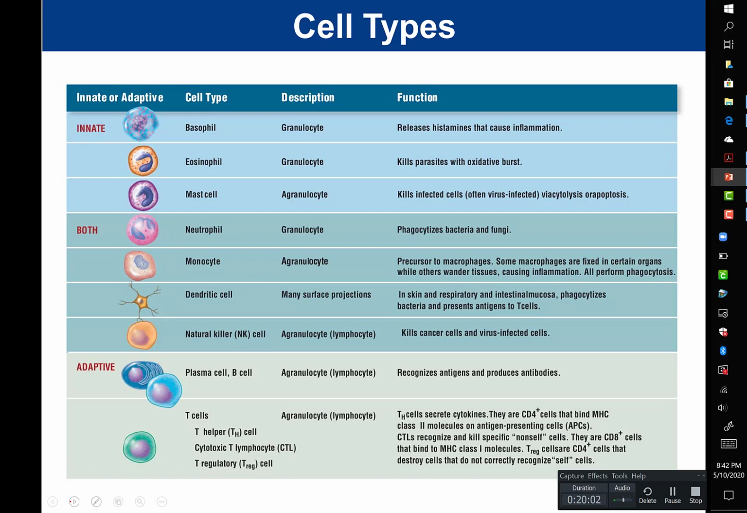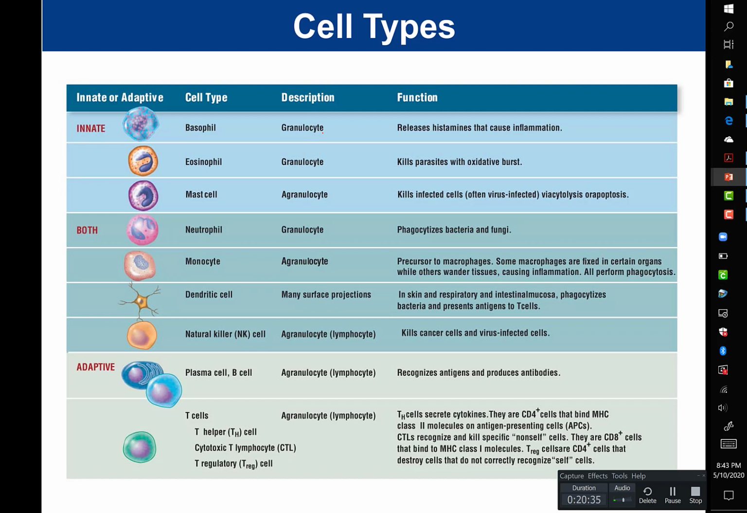So in innate immunity, we have our basophil. Again, when you see phil, think of filled with granules. So basophils are a granulocyte. They have those cytoplasmic granules. And the function of the basophil is that it's going to release histamines that cause inflammation. This is going to stimulate the inflammatory response. So again, that's part of innate immunity.